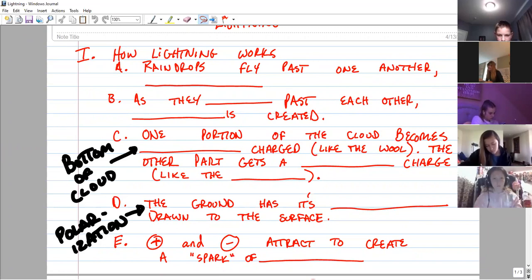But basically what you did in your demonstration was a mini version of what happens in Mother Nature. Anytime you scuff your feet across the floor and then go touch a door handle, you're creating a spark of lightning. Anytime you get out of your car and you touch the door handle and you get a shock, that's exactly what's going on with lightning.